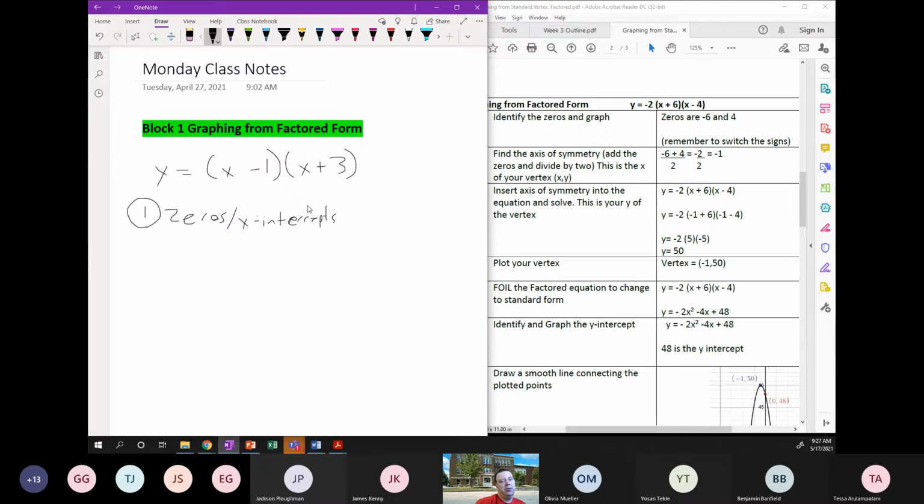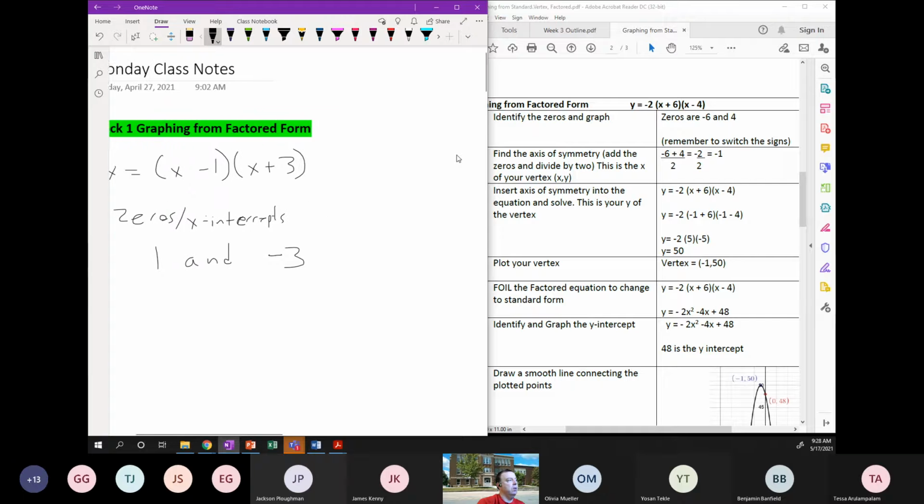We may have to go back into our notes itself from before. Almost. So it is 1, 0. And what's the other 0? -3 and 1. Good. Remember, these come out and flip signs. Okay.